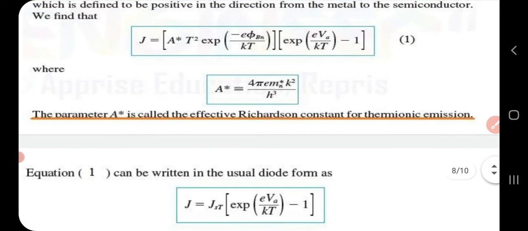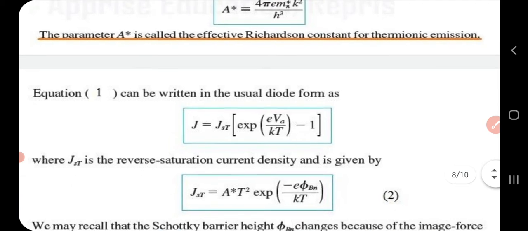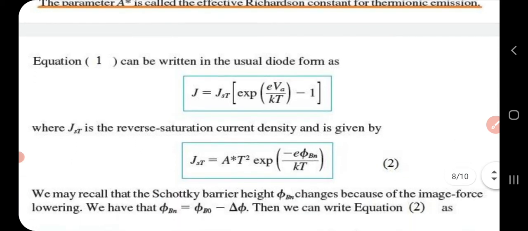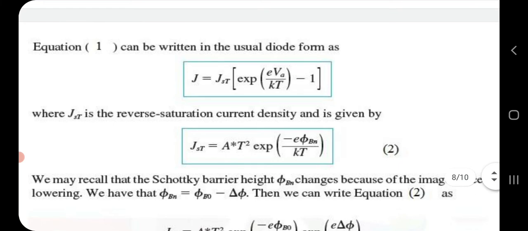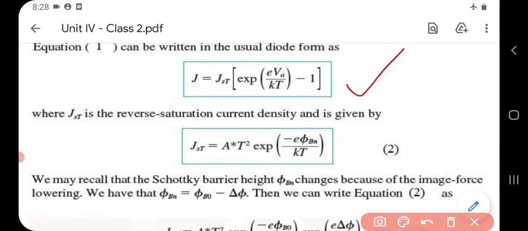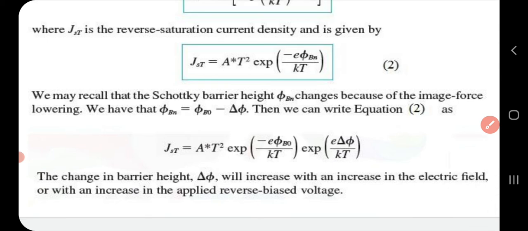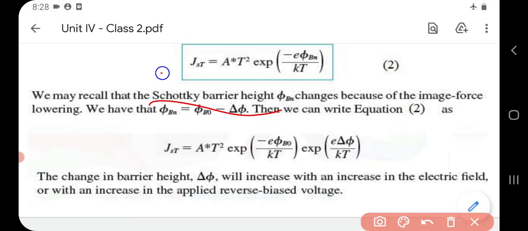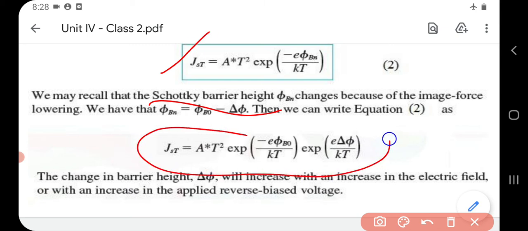Now, in the above case, equation 1 can also be written in the diode form. You know the diode form, which is similar to that diode form. Equation 1 is rewritten as this. Here, JST is the reverse saturation current density and is given separately as this equation. Now, in terms of the Schottky barrier height, JST can also be written as this. And now the change in barrier height, that is phi b, delta phi, will increase with increase in electric field or with an increase in applied reverse voltage.